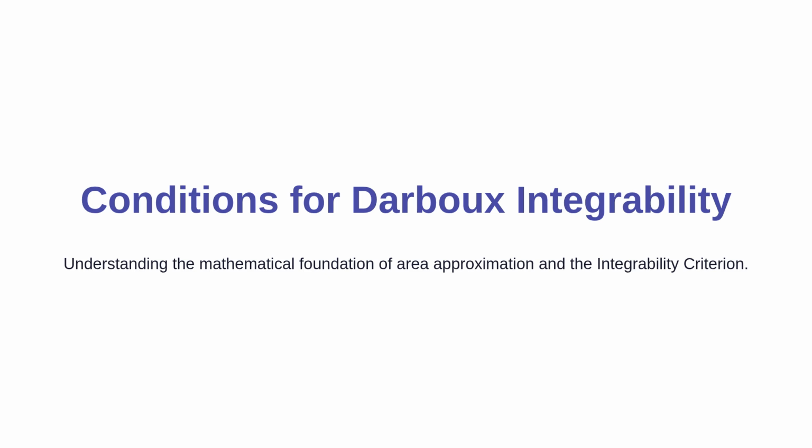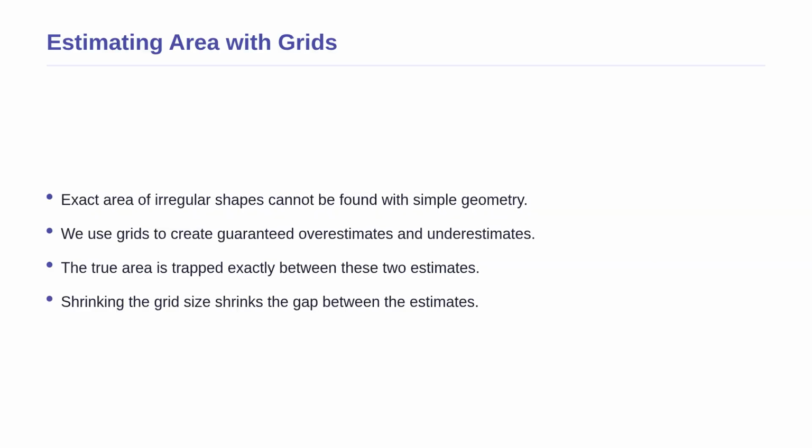Let us dive in. Now that we understand the challenge of irregular shapes, let us look at how we approach it conceptually. Why does this matter? Because in the real world, perfect curves are rare. To find the area, we draw a grid over the shape. By counting the squares completely inside, we get a guaranteed underestimate. By counting every square that touches the shape, we get a guaranteed overestimate. The true area is trapped somewhere exactly between these two numbers.